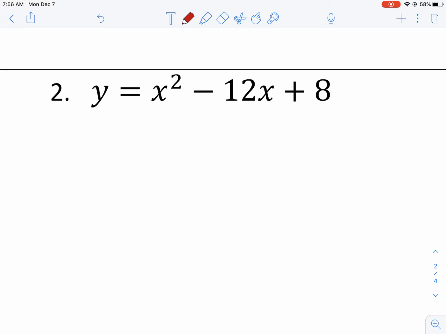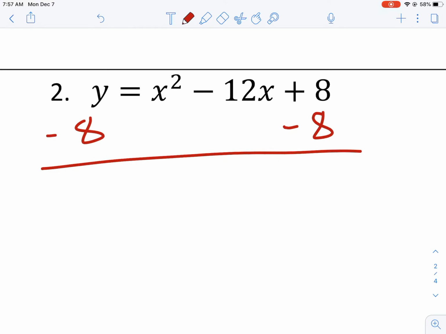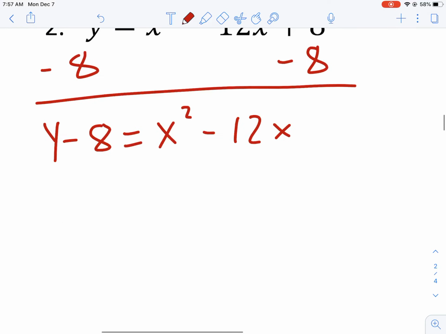So what we're going to do, we are going to subtract 8 over to the left side, get that out of the way so we can add in our own C value. So we've got Y minus 8 equals X squared minus 12X. Now, what do we want to add to both sides? Well, 12 divided by 2 is 6. 6 squared is 36. So we're going to add 36 to both sides.